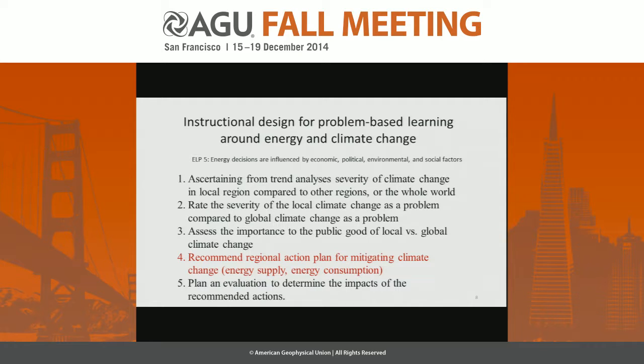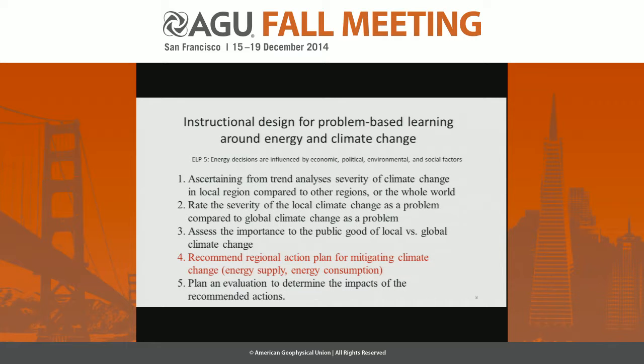The unit contains this sequence of 5 steps. Number 1, ascertaining from trend analyses the severity of climate change in the local region compared to other regions or the whole world. Number 2, rating the severity of local climate change as a problem compared to global climate change as a problem. 3, assessing the importance to the public good of local versus global climate change. 4, recommending a regional action plan for mitigating climate change around energy supply or energy consumption or even CO2 mitigation. And then 5, planning and evaluation to determine the impacts of the recommended actions.